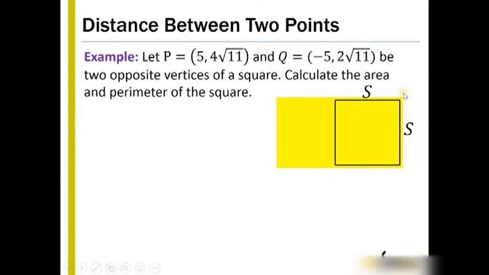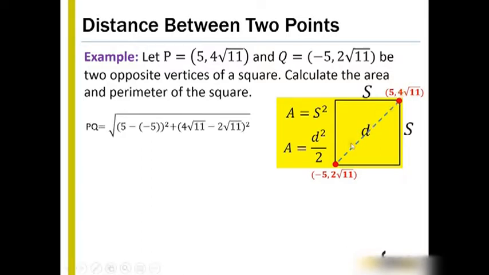We don't know what the side length is yet. Here are our 2 points P and Q. Q is (-5, 2 root 11), and P is (5, 4 root 11). And here's the diagonal D across the square, which joins P and Q together. We've got two formulas for the area of a square, either A equals S squared, where S is the side length, or A equals D squared over 2, where D is the diagonal.